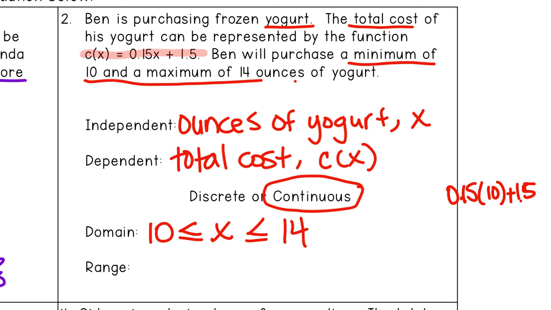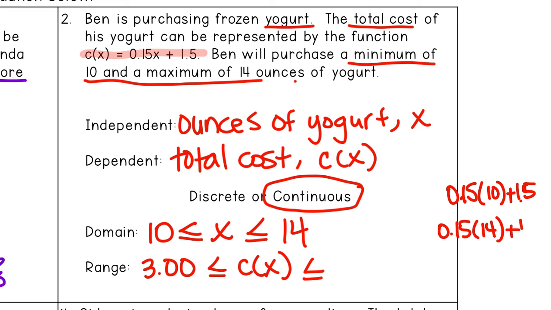Okay, so if you plug this in, you should get just 3. We're talking about money, so I'm going to write it as money. So $3.00, $3. Less than or equal to, we're using C of X now. Less than or equal to, how much is it going to cost if she gets 14 ounces? So plug in your 14. And this comes out to 3.6, but again, it's money, so I'm going to write $3.60.